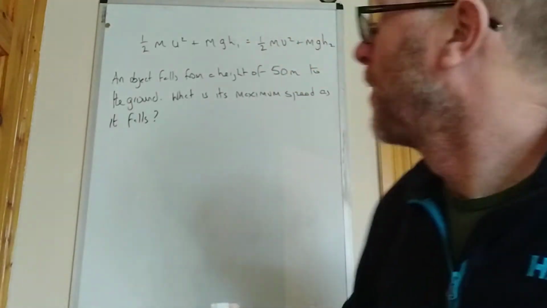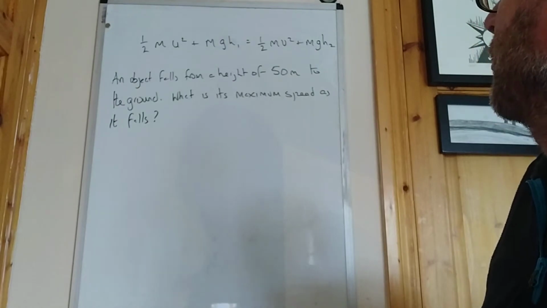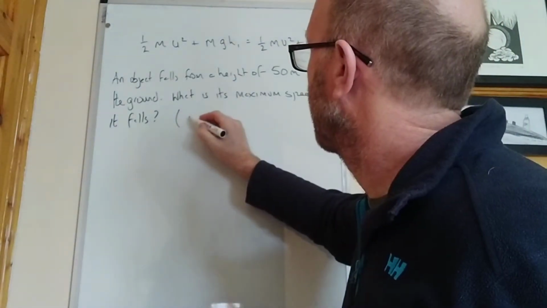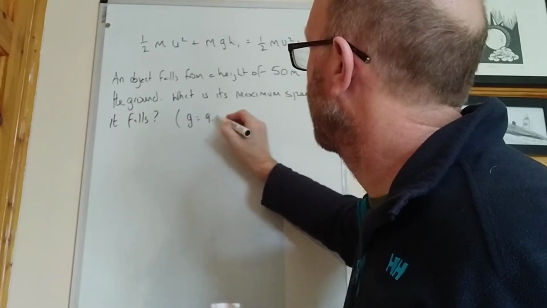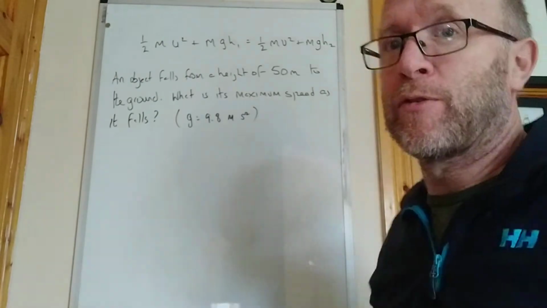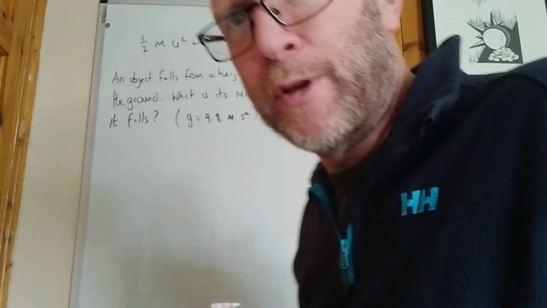Okay, so we're back. Look at the question. An object falls from a height of 50 meters to the ground. What is its maximum speed as it falls? I should give you the acceleration due to gravity, so I'm just going to write here g is 9.8 meters per second squared. That's all it's going to be there, but it will always be given to you. You know it, so I won't be giving it to you anymore.